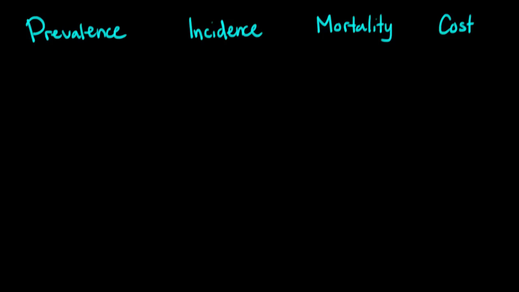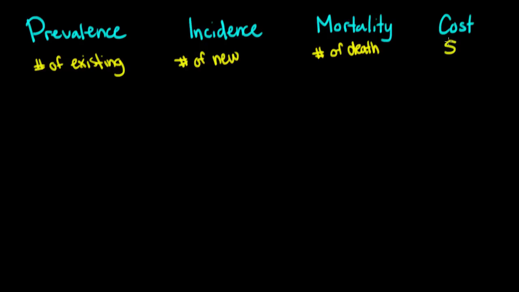So what I've done here is listed some common parameters that people use when they describe a disease, and we're going to go over what the meanings of these words are and then fill in the values for heart failure. So prevalence is the number of existing cases of a disease. Incidence is the number of new cases of a disease per year. Mortality is the number of deaths that result from this disease per year, and cost is pretty obvious.